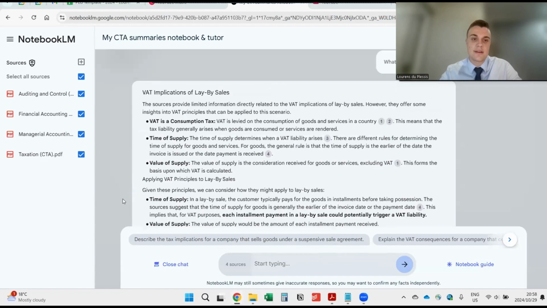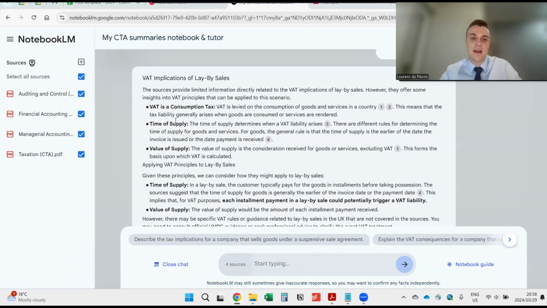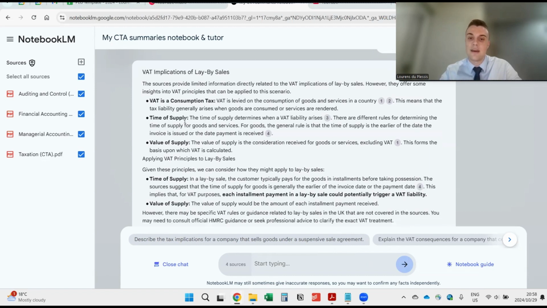All right, here we have it. So VAT implications of lay-by sales. The source provided limited information directly related to the VAT implications of lay-by sales. However, there are some insights into VAT principles that can be applied in the scenario. VAT is a consumption tax. Okay, so there we have that, time of supply and value of supply, which we know is very, very important whenever you address a VAT matter. So here it says the time of supply determines when a VAT liability arises.